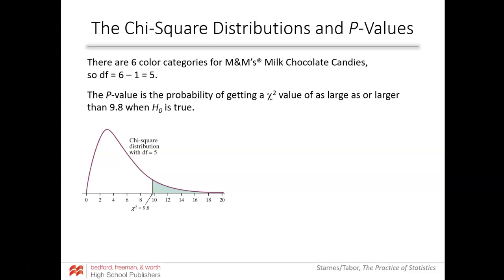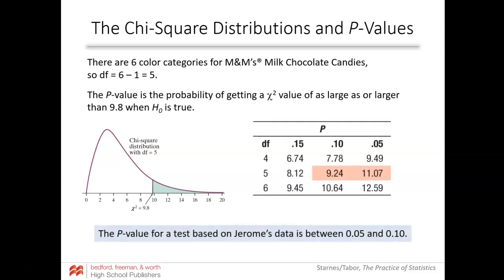So this is a display of that distribution we're talking about for the M&M problem. And you'll notice they marked off the value of interest, chi-square of 9.8. And they're going to go real old school, and they're going to show you what's called table C in our formula sheet.